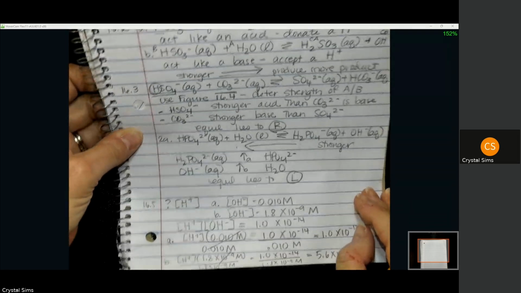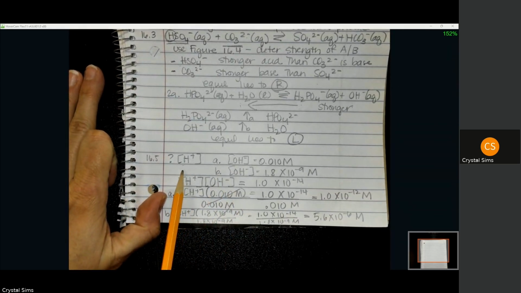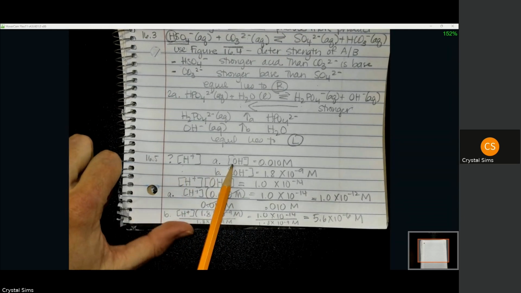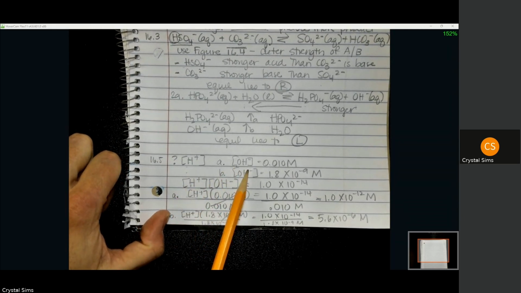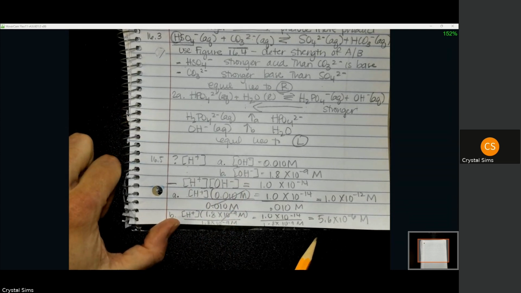So that's all we have to do if we are given hydrogen ion concentration or hydroxide ion concentration and asked to find the other, then we just use this equation right here to do that.